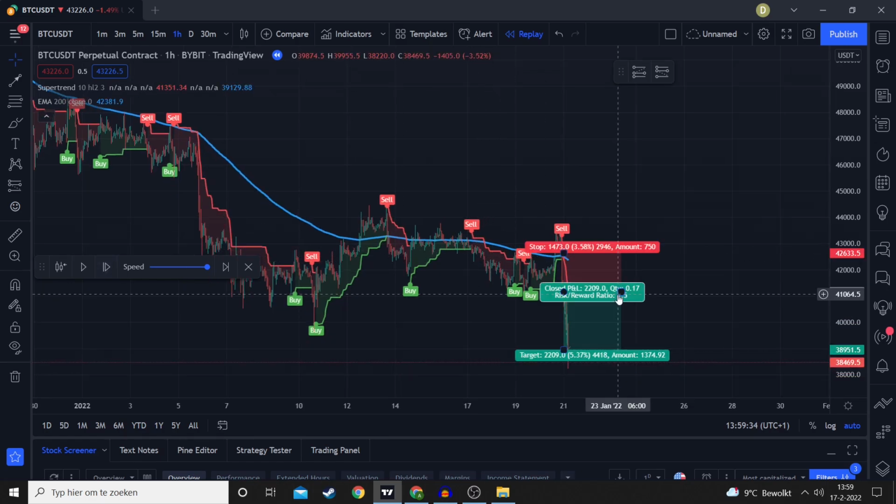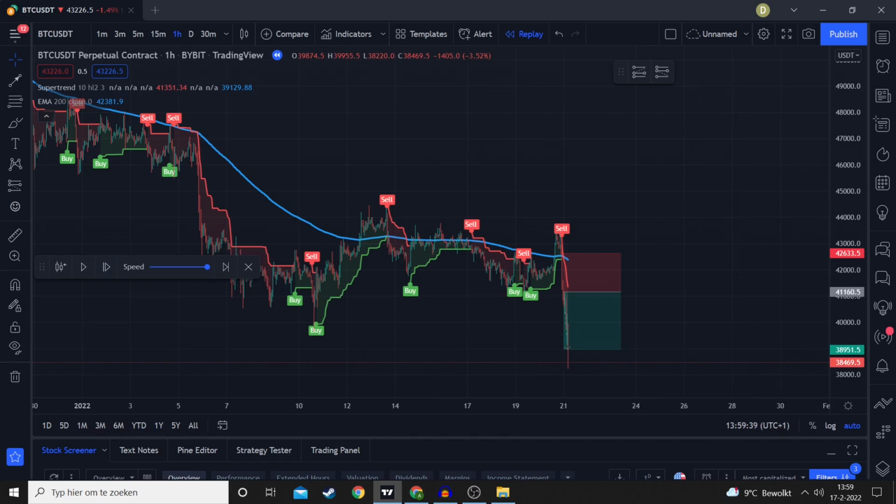So what we're currently seeing is the target. So we will be in some nice profits. This is how you trade with the Supertrend indicator, and based on the EMA 200, you will get your hit rate way up. So this is in a bearish scenario. Well, now let's take a look at a bullish scenario.